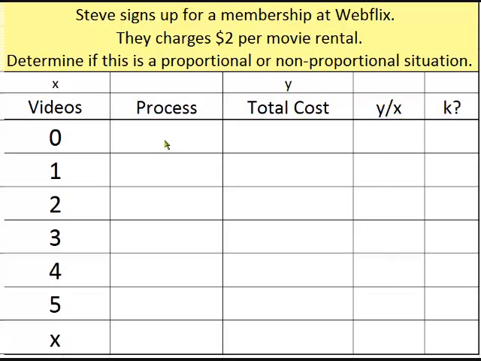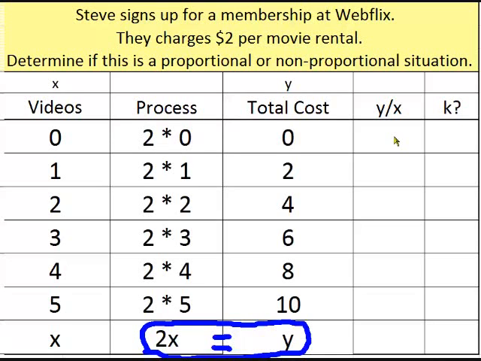$2 per movie rental. So he goes in, he says, you know what, I want to sign up for the membership, but I'm not going to rent anything today. So now we're going to look for equivalent fractions. Remember we said for this to be a proportion, we have to have a set of equivalent fractions.